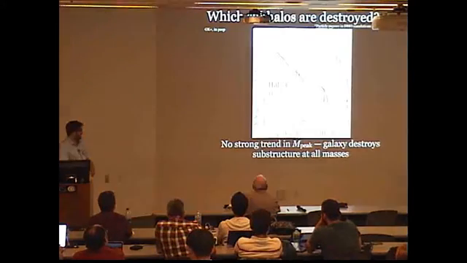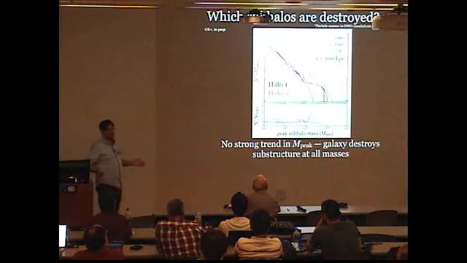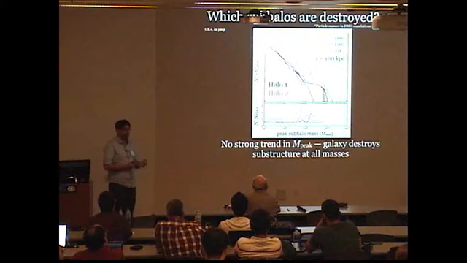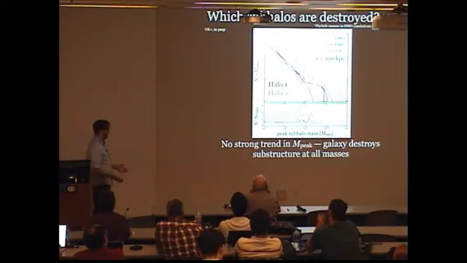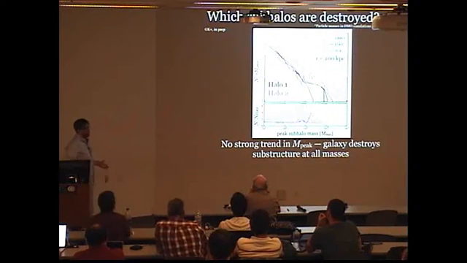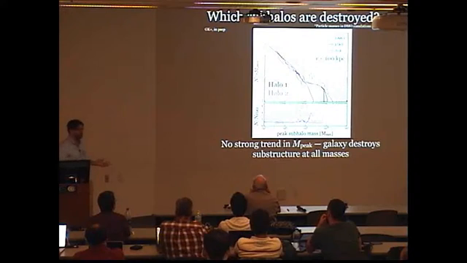So, the next question I want to ask is which subhalos are destroyed, because that's really most of what we're seeing here. So what I'm plotting here is a mass function as a function of peak subhalo mass, so the largest mass that the subhalo ever attains. And straight away you can see that there's really no strong trend in M-peak. The galaxy is destroying substructures at all masses, right?